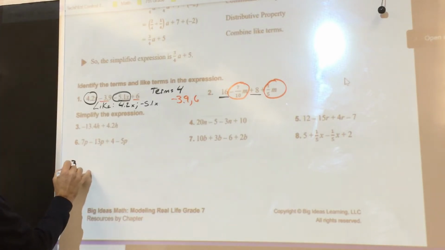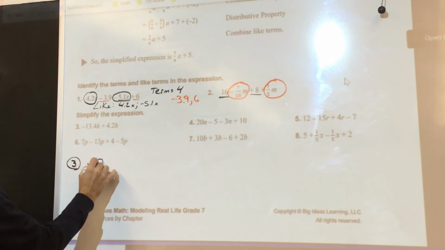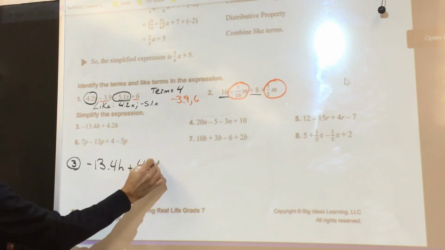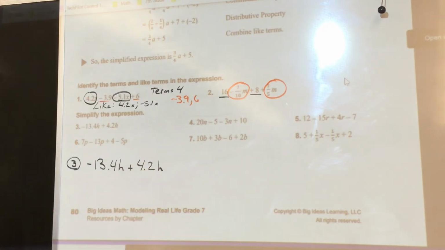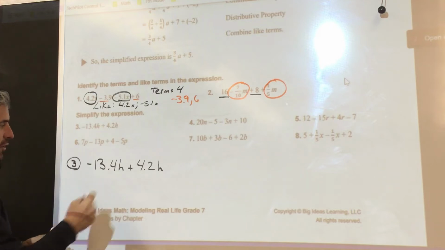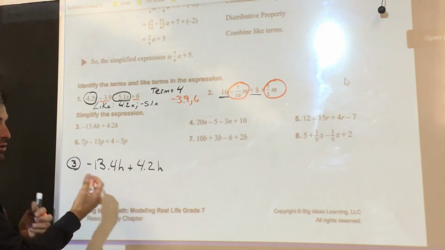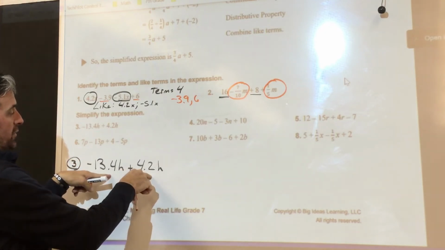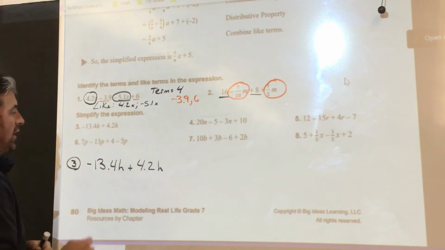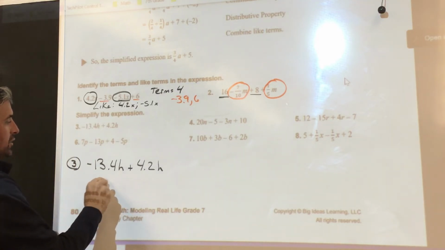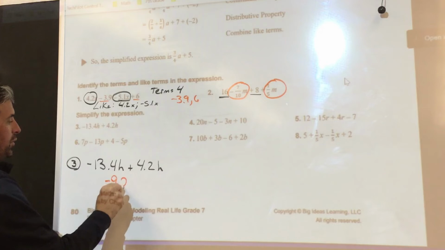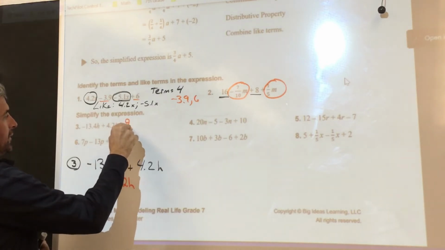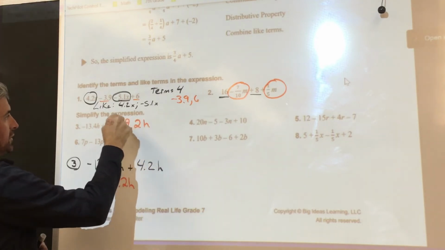Okay, let's do some examples. I'm going to go ahead and go to number 3 down here so you guys can see what I'm talking about. So what's the answer there? Well, you combine like terms. They're both h's, so we can add or subtract. In this case, one's negative, one's positive, so we subtract, so they're unlike signs, and the answer would be negative 9.2h. Negative 9.2h.